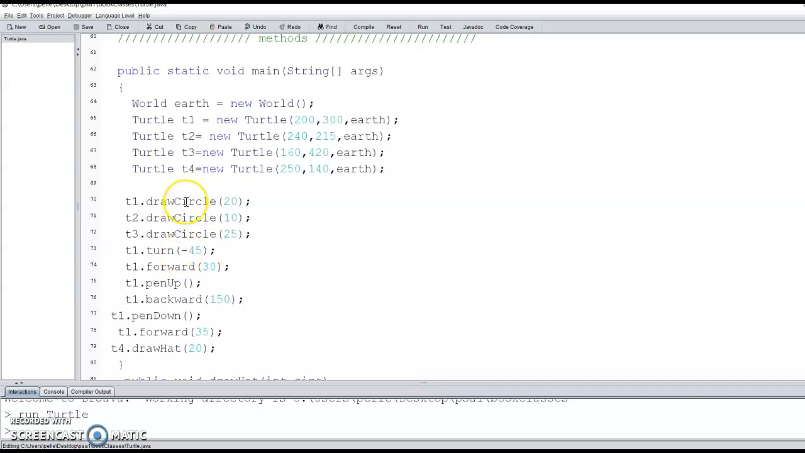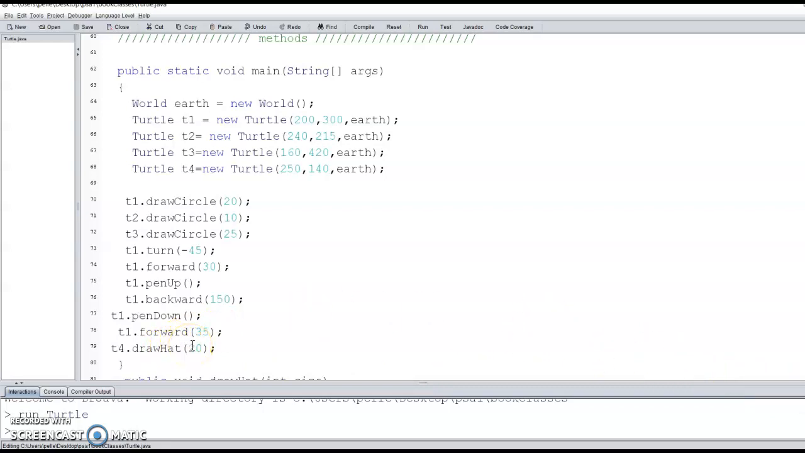From the position that it was at when it finished drawing the first circle, I had to turn negative 45 degrees and then go forward 30 for the first arm. Then I had it go backwards 150, then go forward, and that kind of did the second arm.